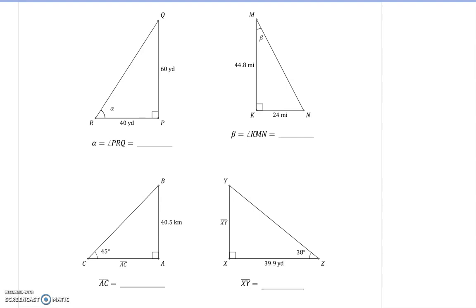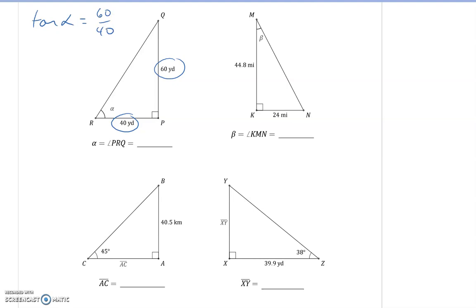So for the first one here, we look for angle alpha or angle PRQ. I just like using the alpha. I just find that a lot easier. So we are going to look for what the alpha is. So tan alpha is going to be equal to the opposite, which is 60, divided by the adjacent, which is 40. So 60 divided by 40.